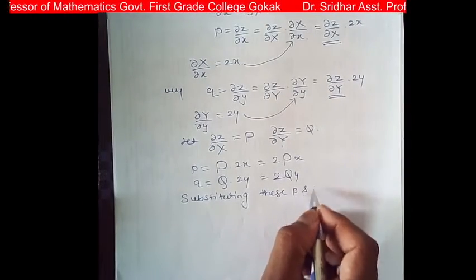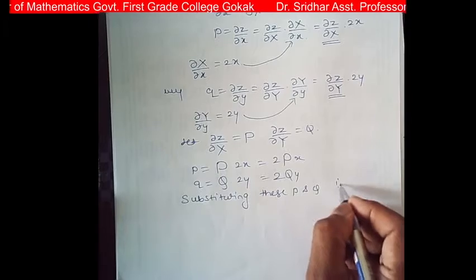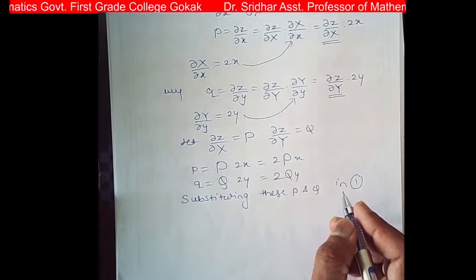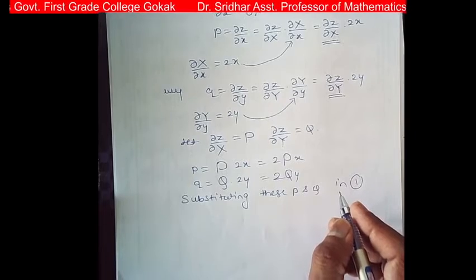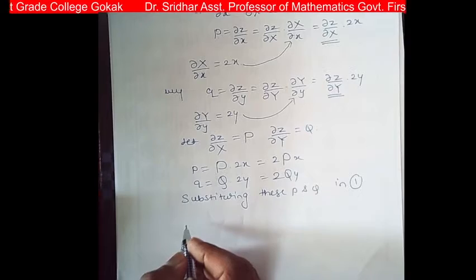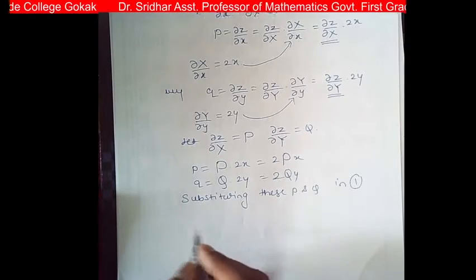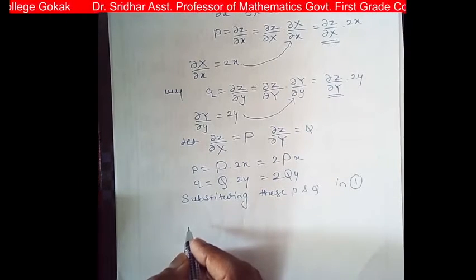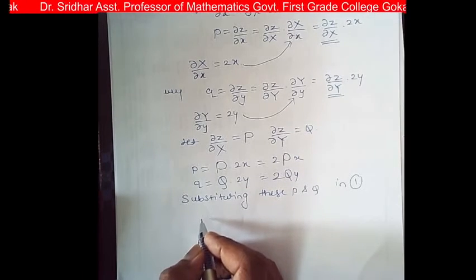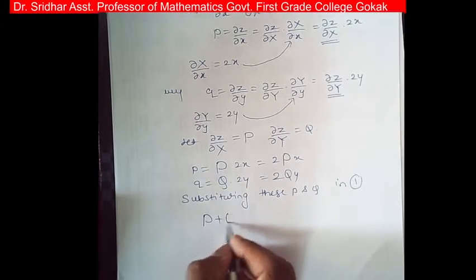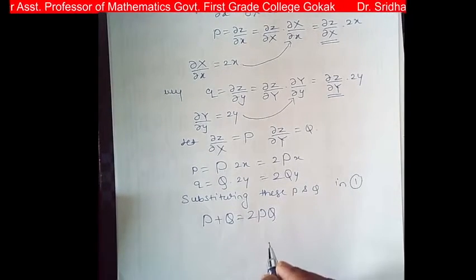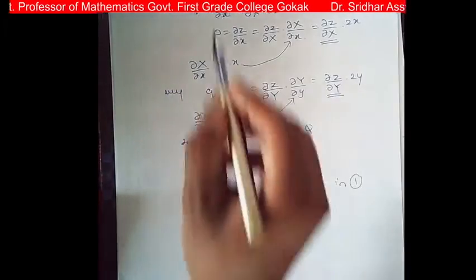Substitute these P and Q in equation 1. So we obtain P plus Q is equal to 2PQ. Okay, substitute all these values here.